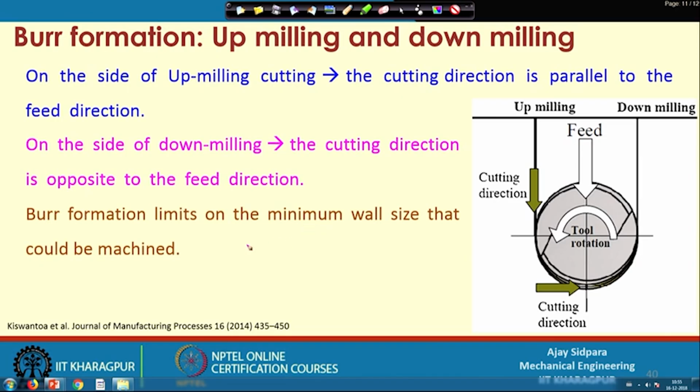So, if you want to cut any channel with some thickness, you have to understand the size of the milling cutter you are using, and what is the minimum size you can cut without bending this particular wall, which has a very low wall thickness.